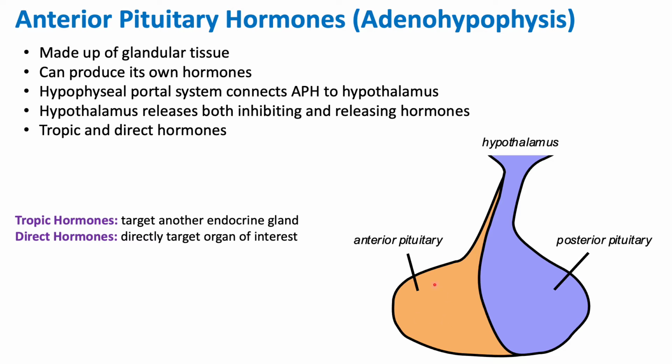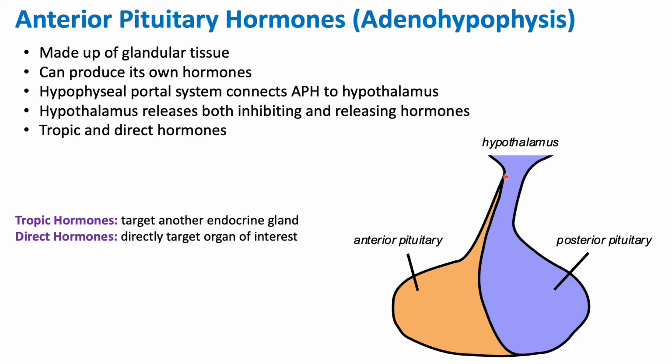Now, what's also important about the anterior pituitary: remember that the posterior pituitary was known as the neurohypophysis, whereas the anterior pituitary is known as the adenohypophysis, and that simply means that the anterior pituitary is made up of glandular tissue and is able to produce its own hormones, whereas the posterior pituitary, the neurohypophysis, is made up of neurons and could not produce its own hormones. Now, even though the anterior pituitary is able to release and produce its own hormones, it is still controlled by the hypothalamus. So the hypothalamus actually tells the anterior pituitary when to release a hormone or when not to release a hormone.